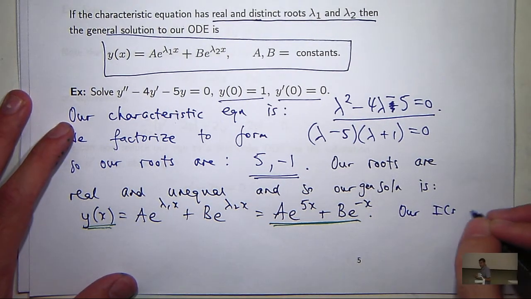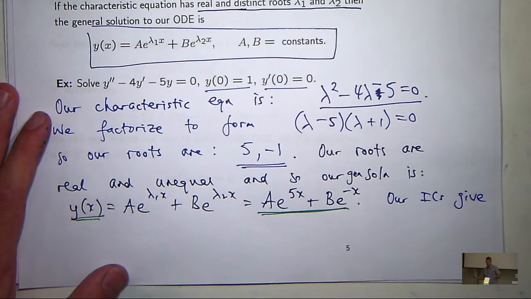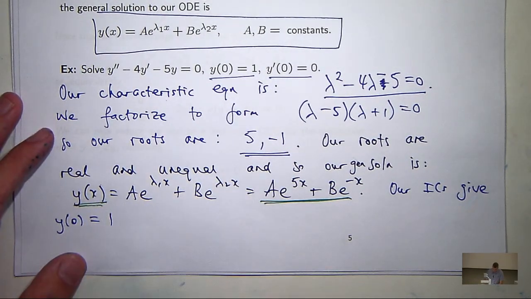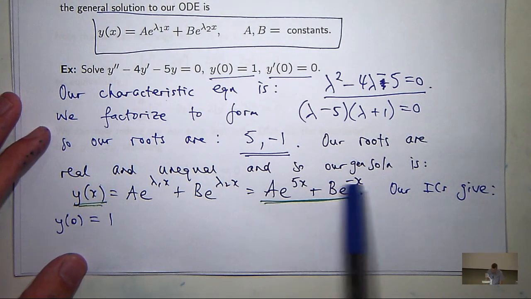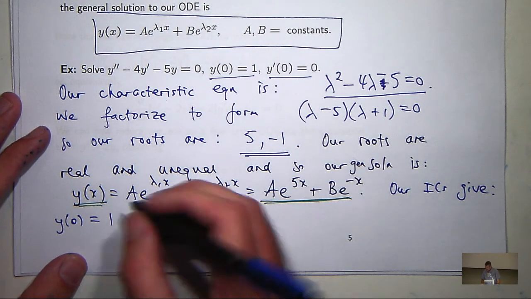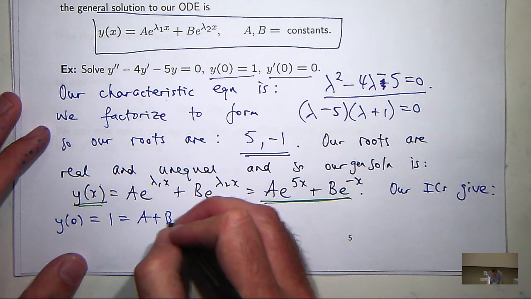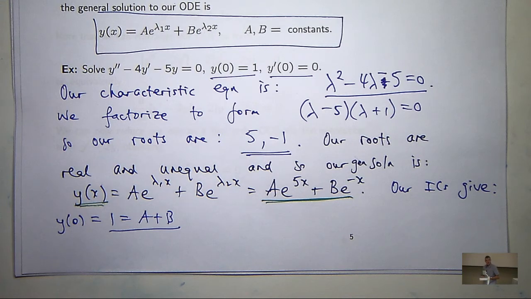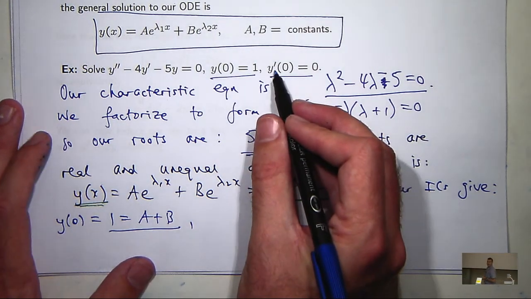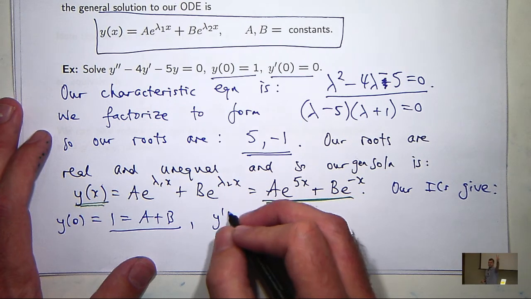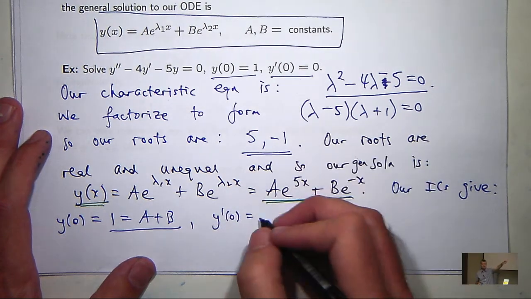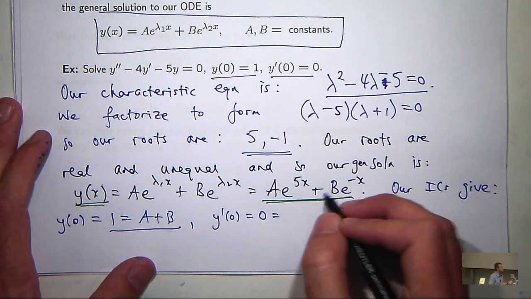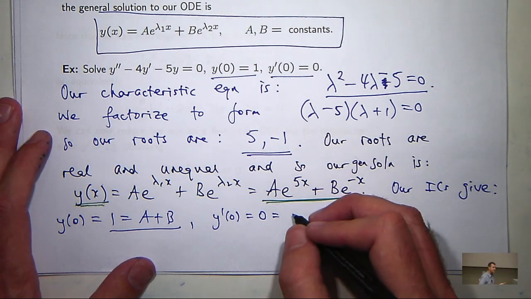So our initial conditions give the following. First of all, y of 0 equals 1. So we plug in x equals 0, and we're going to get A plus B. So that's one equation. The second initial condition, we differentiate and plug in x equals 0. So that 5 is going to come to the front, that minus 1 is going to come to the front, and we're going to get something like this.